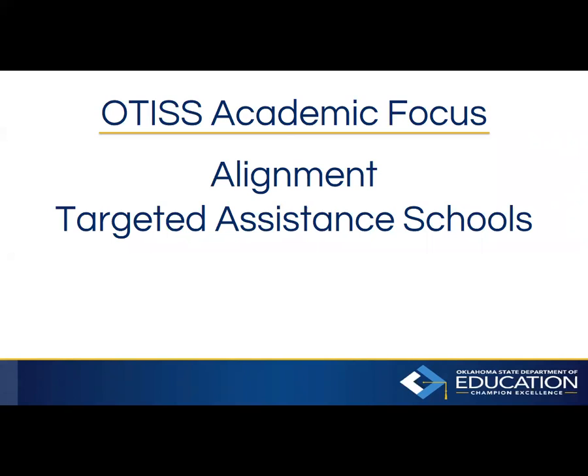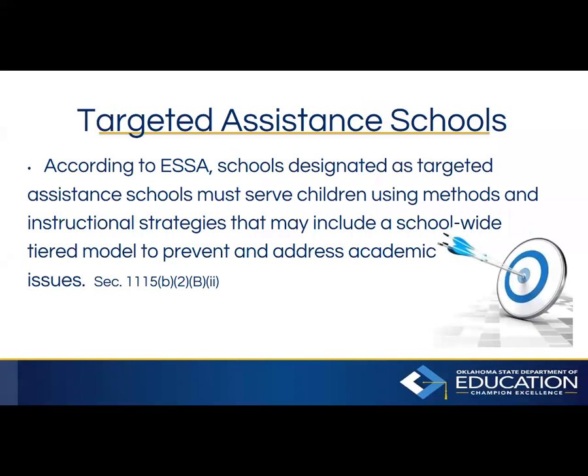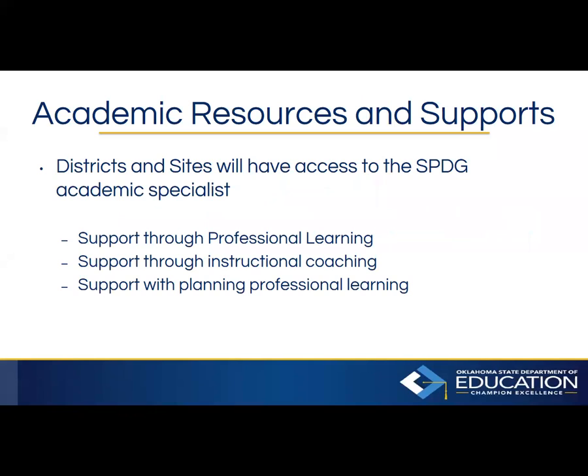Our academic focus, the alignment for targeted assistance schools, while we know that targeted schools have not been designated yet, just wanted to point out that if you are on a targeted list, this would align with one of your improvement strategies. So according to ESSA, schools designated as targeted assistance schools must serve children using methods and instructional strategies that may include a school-wide tiered model to prevent and address academic issues.